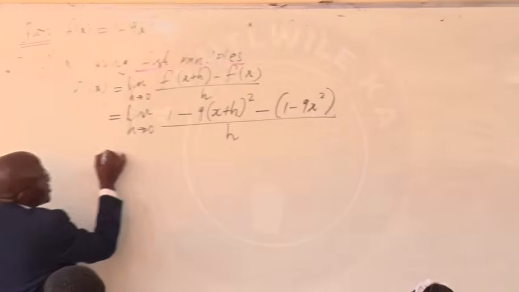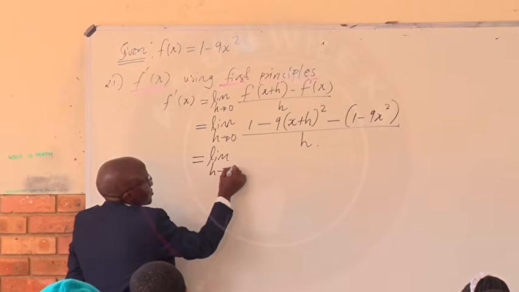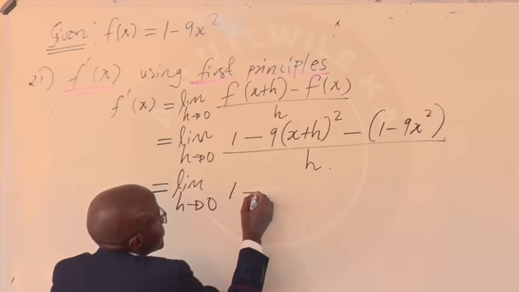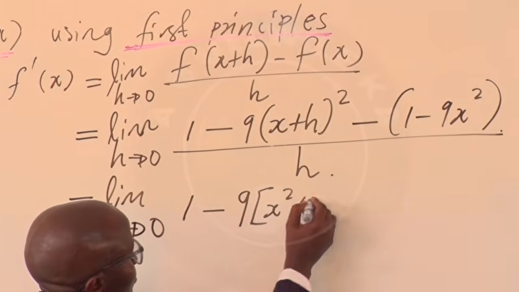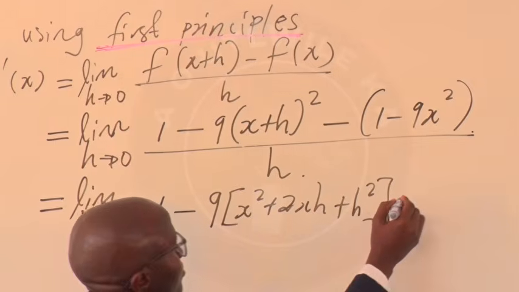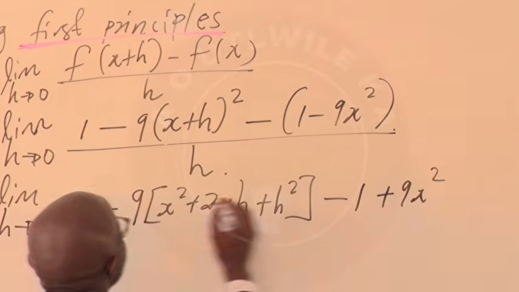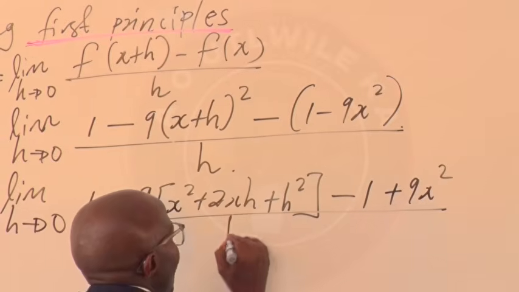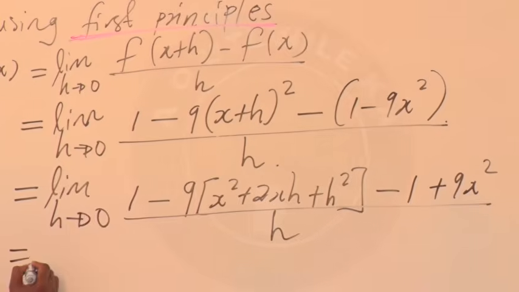It's going to be 1 minus 9, open bracket, x squared plus 2xh plus h squared, minus 1 plus 9x squared, all divided by h. So far, so good? Yes. Great stuff. Let's move.